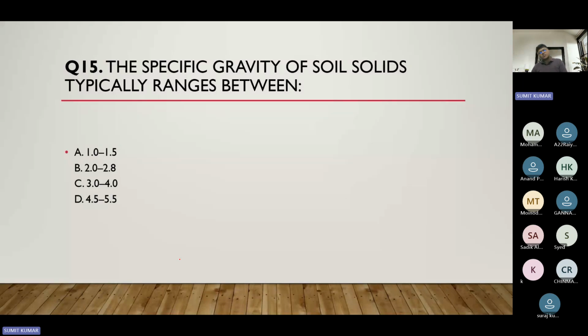Okay, so if you are aware, the correct option is option B, because it is 2 to 2.8. The 2.65 we normally take if we don't know. So 2 to 2.8 is the correct option. But we have not discussed it today. But I think you must be aware of this. That's not a very tough problem.